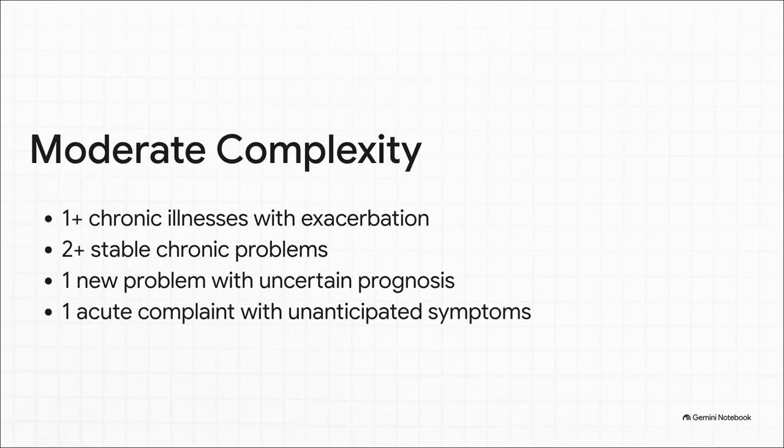Now, moderate complexity is where a huge chunk of your daily encounters are going to land. This tier handles multiple stable chronic conditions managed together, which naturally bumps up your cognitive load. It's also where you'd put a single chronic condition that's actively worsening, progressing, or maybe causing side effects. A COPD flare-up needing a steroid injection? That's moderate. An undiagnosed new problem with an uncertain prognosis, like new-onset chest pain needing an EKG and a referral? That lands squarely in moderate complexity too.